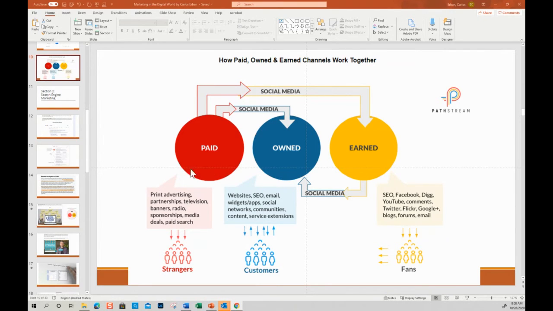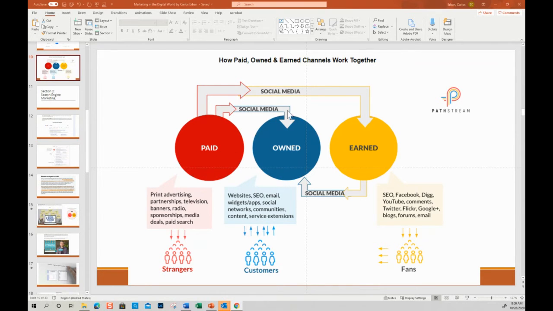Paid media, which is what we're focused on, is probably, I would say, the easiest one to control, okay? Because if you pay for advertising, your advertising is going to be posted. But if you rely only on paid media, then you're going to have a huge marketing budget and it may not be profitable. So you need to have all of these interacting.